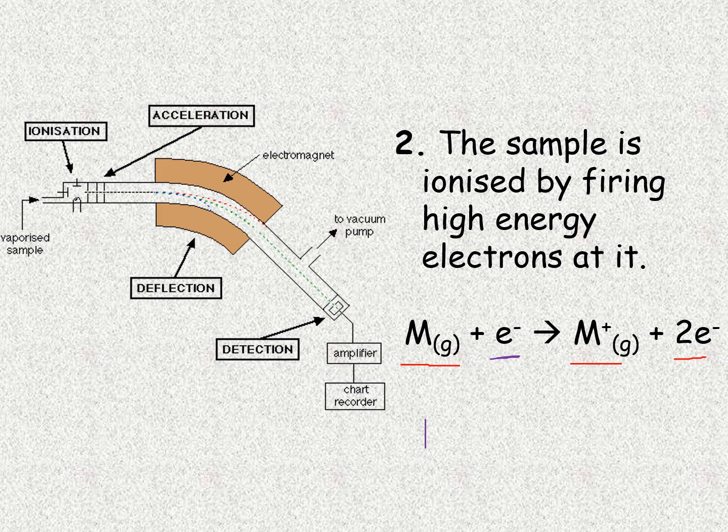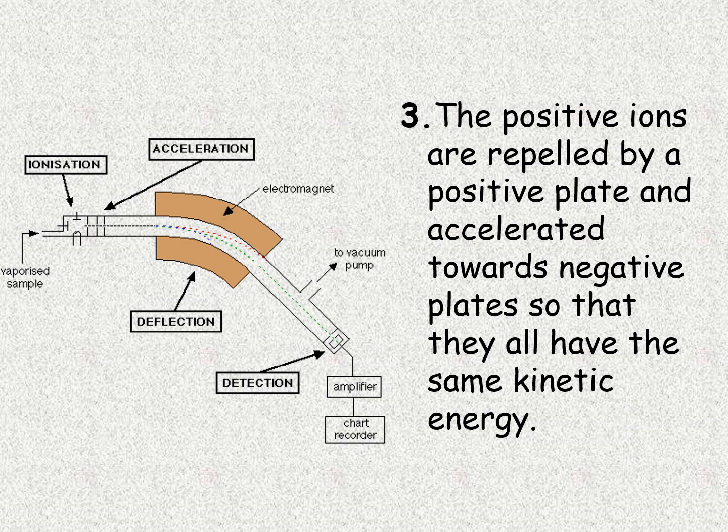Another way of writing this would be just simply M gas goes to M plus gas and e minus. That's the simplified version of the equation above. But anyway, at this stage you have your gas phase ions and they're ready to go. They're ready for the acceleration stage.